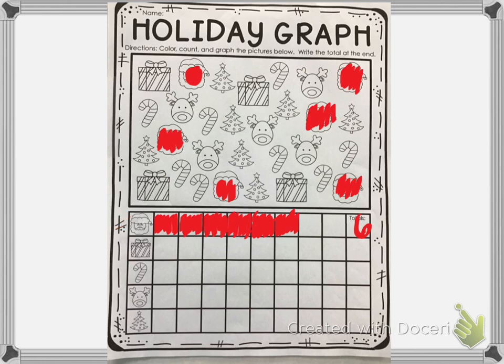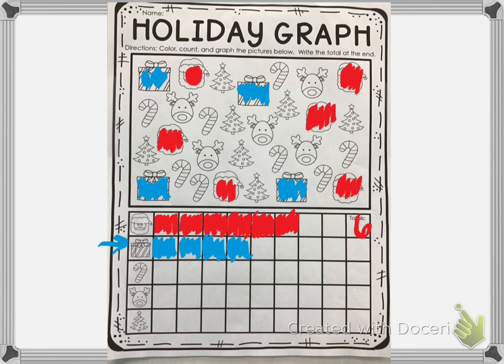Now I'm going to change colors, and let's do this blue color for the gifts. So everywhere I see a gift, I'm going to color it blue. Then I'm going to color one square for every present or every gift that I find. There's two. Don't worry about it being super neat, just don't make it super messy. There's 2, 3. Each time I color in a picture, I'm going to color in a square for the graph.